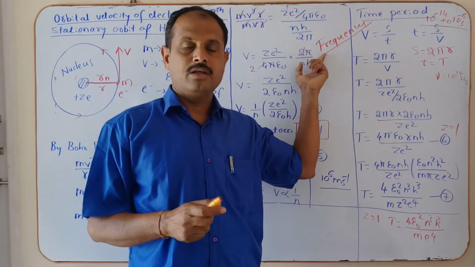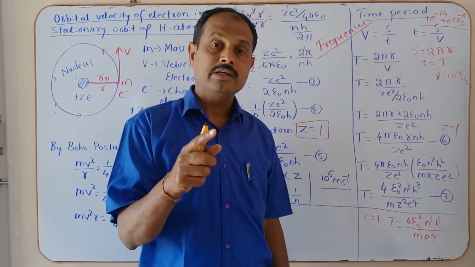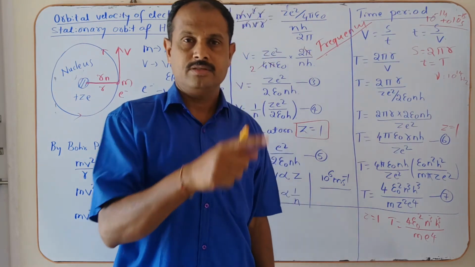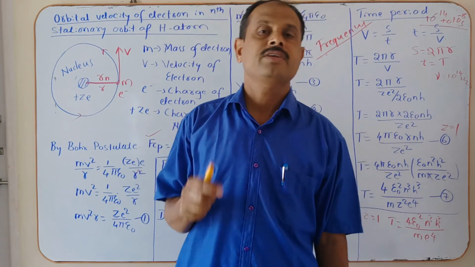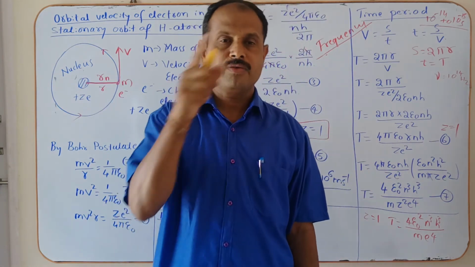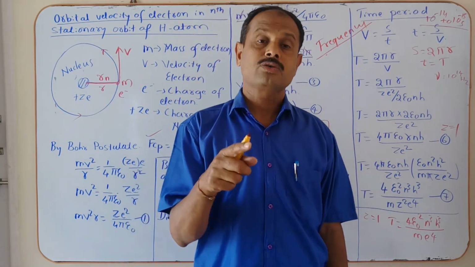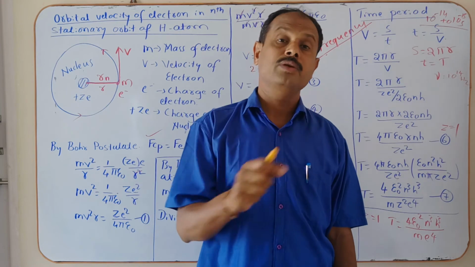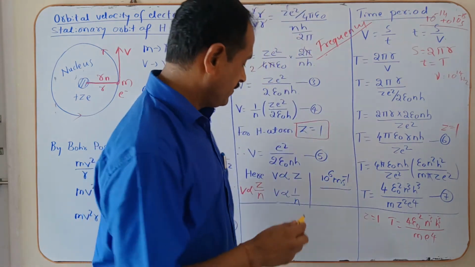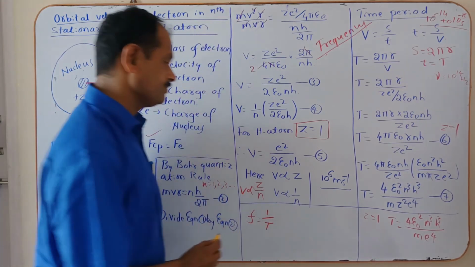Frequency: the number of revolutions completed by the electron in the orbit is called frequency. How many revolutions are completed in 1 second? The number of rotations or revolutions completed in 1 second in the orbit is called the frequency of the revolution of the electron. That frequency of the revolution is the reciprocal of the time period.